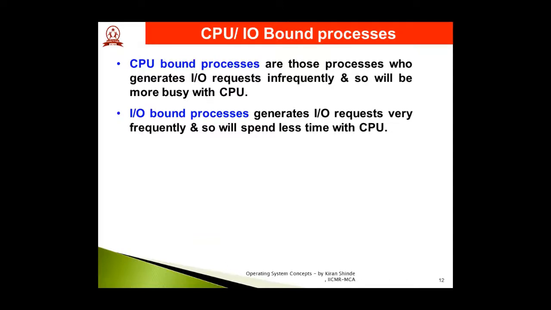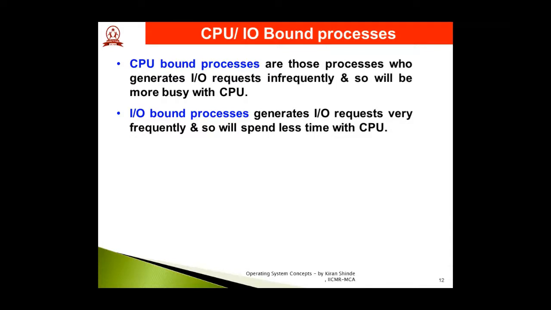Now, first of all, let us try to understand the two types of processes: CPU bound and IO bound. The processes which require more CPU time are called CPU bound processes, and so will be more busy with the CPU. And IO bound processes are the processes which generate IO requests very frequently and so will spend less time with the CPU.